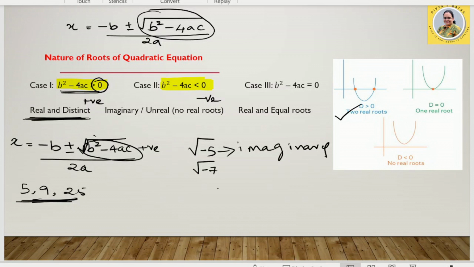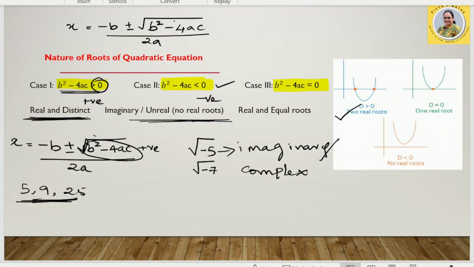Correct, they are imaginary, they are complex. So when b square minus 4ac is less than 0, you will get imaginary or no real roots. Okay. Now what happens if b square minus 4ac is equal to 0?